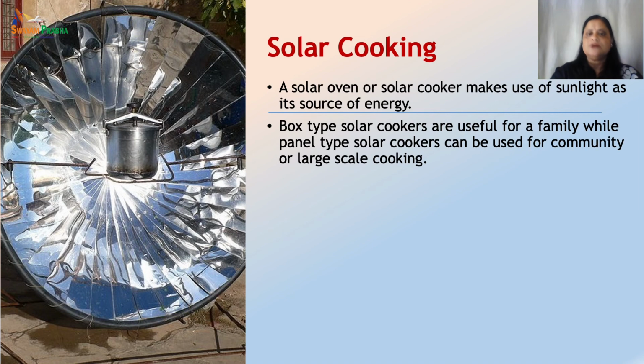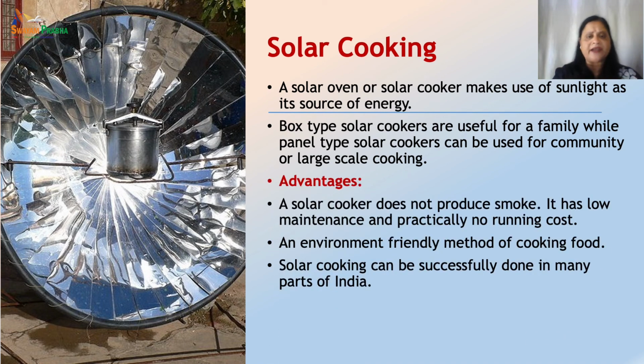Solar cooking. Solar ovens or solar cookers make use of sunlight as their source of energy. Box type solar cookers are useful for a family, while panel type solar cookers can be used for community or large scale cooking. Let us learn the advantages. A solar cooker does not produce smoke. It has low maintenance and practically no running cost. It is an environment-friendly method of cooking food. Solar cooking can be successfully done in many parts of India.